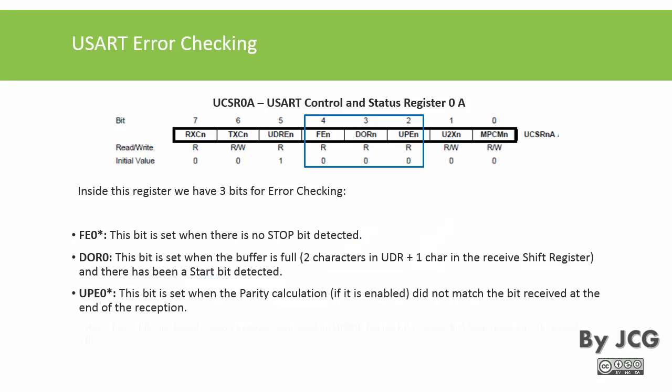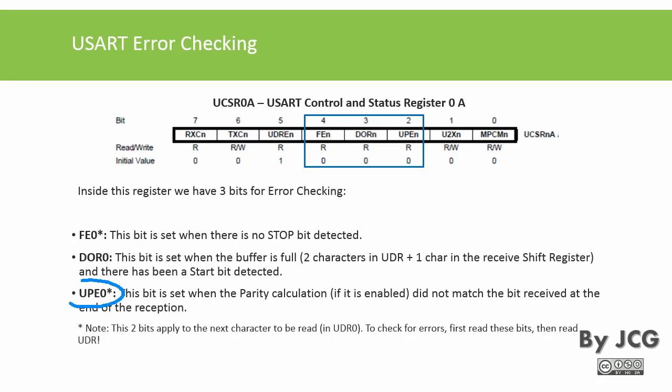And we also have another bit called UPE0, which stands for USART parity error, which I already explained. These 2 bits apply to the next character to be read in UDR0. Remember, you have 2 characters in UDR0 plus 1 character in the transmission shift register, in the reception shift register. So this means that these 2 bits are only useful before, and this is important, before you read UDR0. If you read UDR0 first, then these 2 bits are lost.